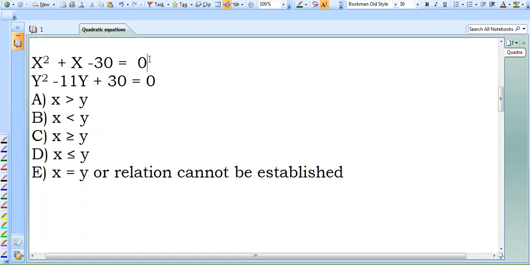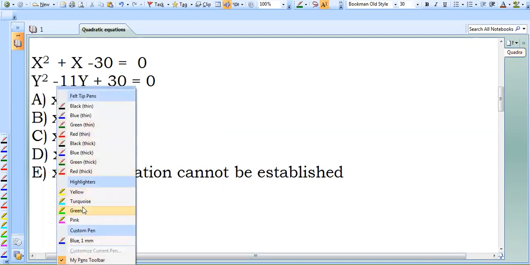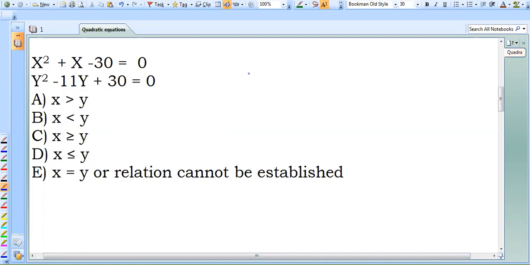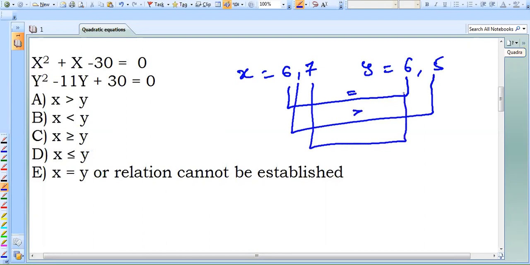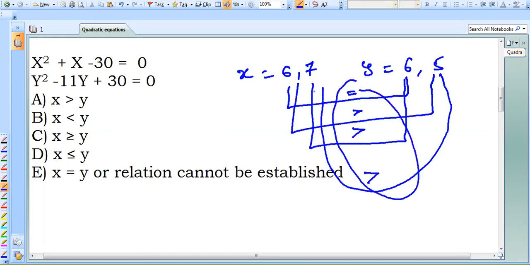For example, if you got the x values as 6, 7, and the y values as 6, 5. Then what you have to do is compare 6 and 6, equal, right? 6 compared with 5, then it is greater. 7 is greater than 6. 7 compared with 5, it is greater. So the entire relation is greater than or equal to. Are you understanding this one?